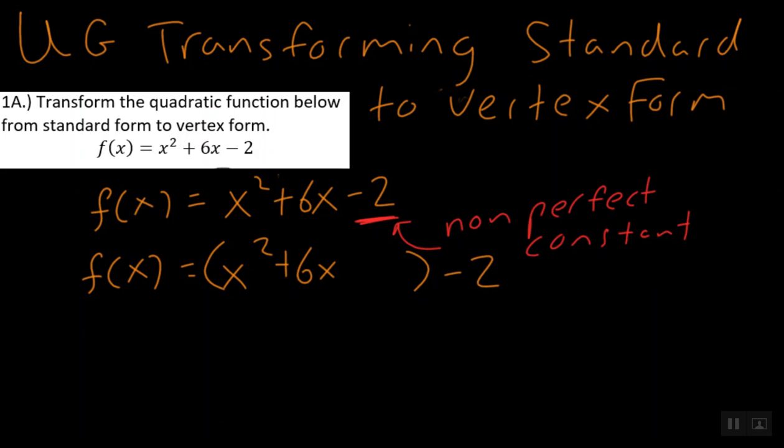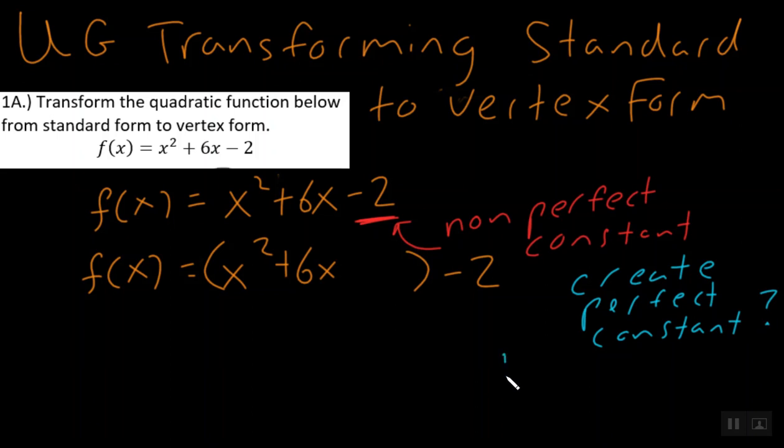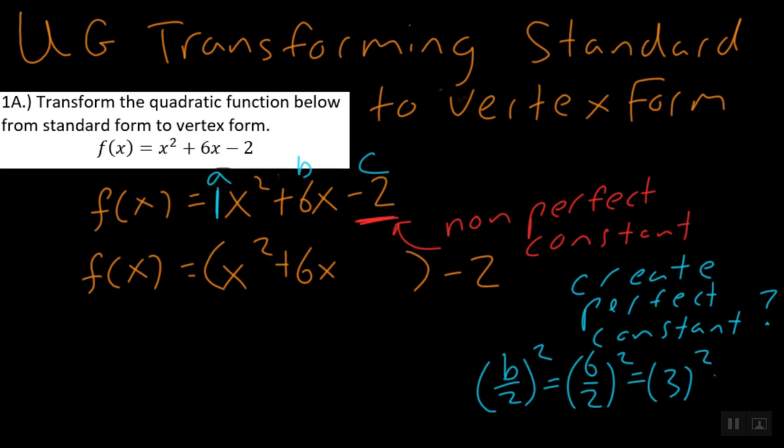So then the question becomes, well, what do I do to create a perfect constant? And this is the one trick you're going to have to really remember. We have this little bitty formula called b over 2 squared. So when I look at this, what is my b term? Well, we know this is my a term, this 1 in front of x squared. This is my b term, and that's my c term. So my b term is positive 6. So I have 6 over 2 squared. Well, what's 6 divided by 2? That's 3. And what is 3 squared? 3 squared means 3 times 3, which is 9. And so what I'm going to do is add a perfect constant of 9.